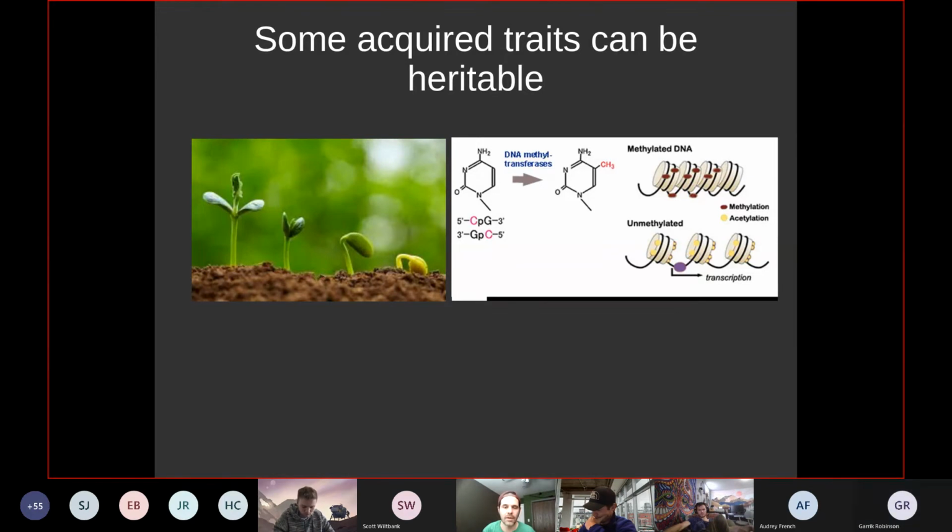And so you're getting traits from your parents, as it turns out, that aren't just the genes themselves, but it's how those genes are being expressed because of ultra-coiled methylated DNA.